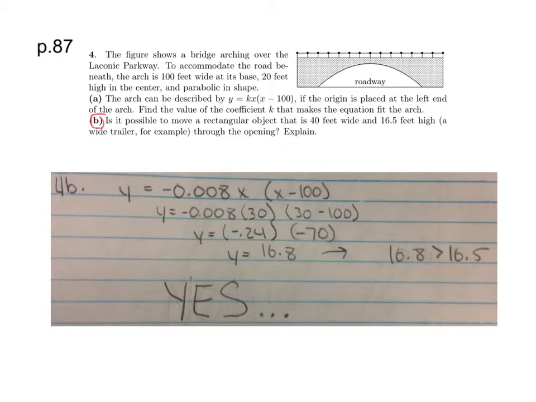So now you have y equals negative 0.008 times 30 multiplied by (30 minus 100), which leaves you with negative 70 times negative 0.24, and when multiplied, y equals 16.8. Since 16.8 is greater than 16.5, the height for the trailer, yes, it can fit.